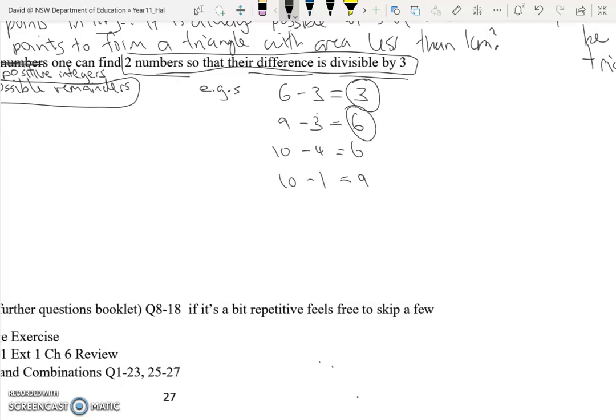So 6 and 3, 9 and 3, 10 and 4, 10 and 1. You can do 11 and 5 as well. There's heaps. The key thing, which we'll prove later, is that in order for 2 numbers to have a difference divisible by 3, the 2 numbers themselves must have the same remainder when divided by 3. And that'll be useful later on in the question. Okay, what I'm going to do is type up the answer and we'll discuss it.